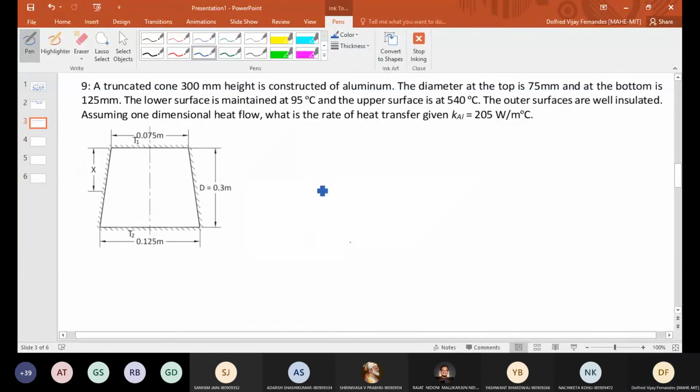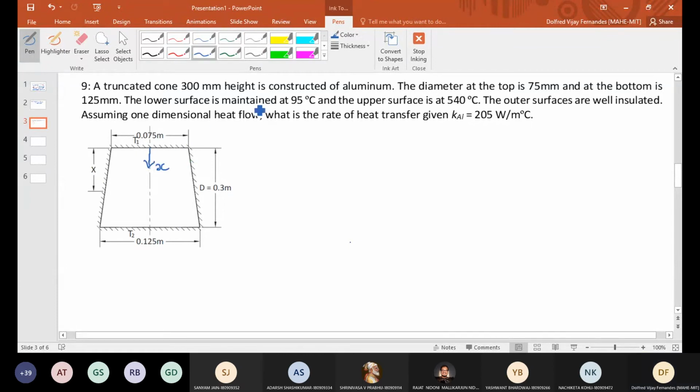So what we have to do here is just go for the fundamental law of heat conduction, Fourier's law of heat conduction, and apply it to an element. Then integrate it from x equal to 0 to x equal to L. So this is the direction, and we fix the coordinate x on the top.